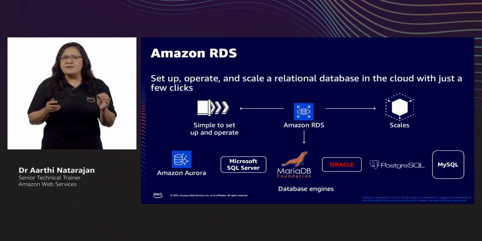It provides cost-efficient and resizable capacity while managing time-consuming database administrative tasks, and that frees you up to focus on your application and your business. RDS supports 6 familiar database engines that you can choose from, including Amazon Aurora, which we'll talk about, Oracle, Microsoft SQL Server, PostgreSQL, MySQL, and MariaDB.